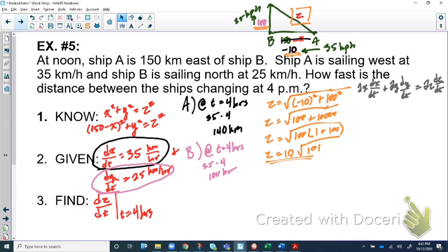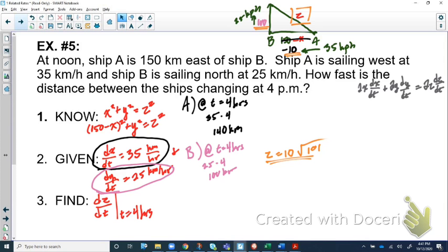So here we can start plugging some things in, and I'm going to see if I have space to. I think I'm going to have to erase some of the Pythagorean theorem work, because I'm running out of space here. So we know that z is 10 radical 101 kilometers. Okay, so let's see. I want to go back to my gray. So let's start plugging and chugging and see what we get here.